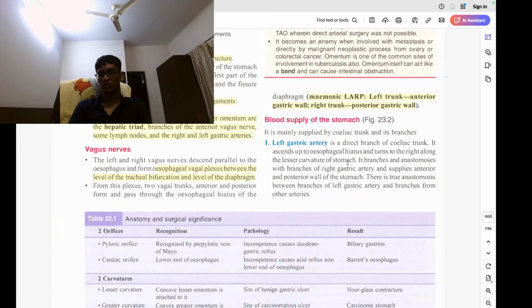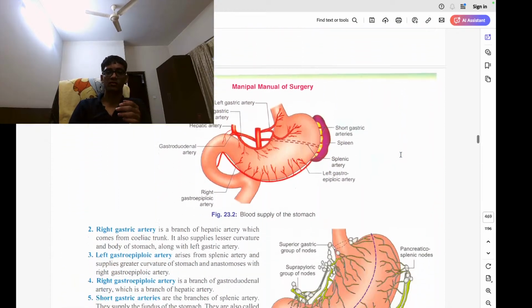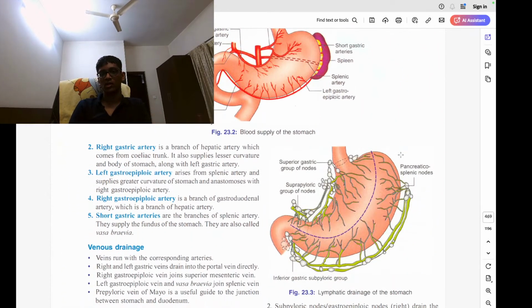It supplies the posterior stomach. This is the only point which is important. The left gastric artery is a direct branch of the celiac artery. It branches and anastomoses with branches of the right gastric artery and supplies the anterior and posterior wall. Then you have the right gastric artery. It is a branch of the hepatic artery, which comes from the celiac trunk. It supplies the lesser curvature and body of the stomach along with the left gastric artery. This entire thing is important.